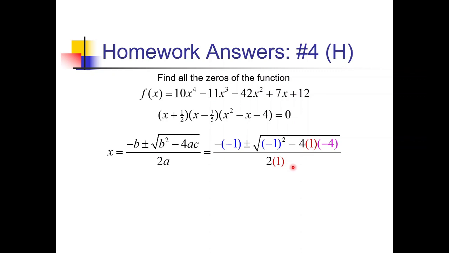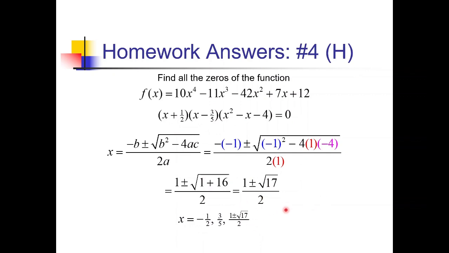Simplifying this a little bit further, this is going to be positive 1 out here and positive 2 down there. And then inside we've got 1, and this is going to be a plus 16 if we multiply that out. So this is going to be 1 plus or minus the square root of 17 over 2. And that gives us our other two answers here. So just going back and writing out all the answers, we have negative 1/2 for this first parentheses, 3/5 for the next one, and then 1 plus or minus radical 17 over 2. And this one is finally done.